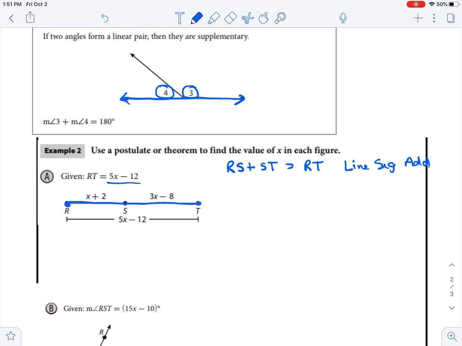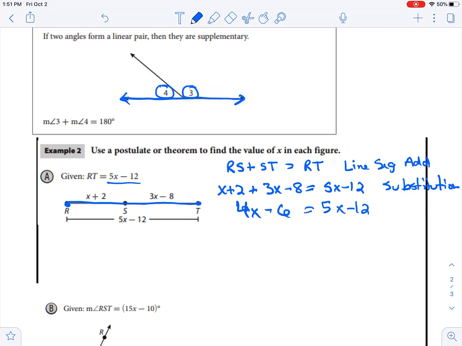And now, instead of saying RS, what does RS actually equal? It equals x plus 2. ST equals 3x minus 8. And then RT equals 5x minus 12. This would be our substitution property. And now we're going to combine like terms. x plus 3x is 4x, plus 2 minus 8 is minus 6. And then 5x minus 12. So you could say grouping like terms here.